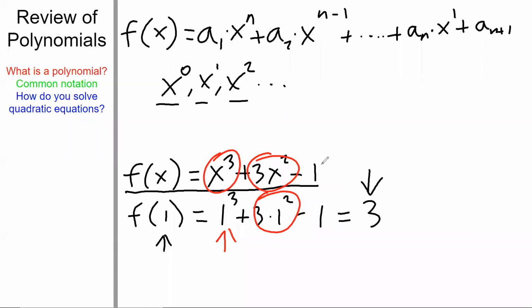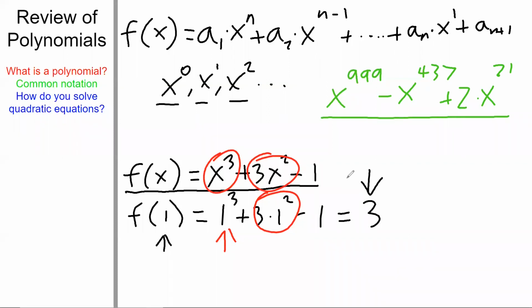The equation on top is the general form of a polynomial. So polynomials can basically be as big as you want. You could have a polynomial, for example, saying x to the 999 minus x to the 437 plus 2 times x to the 21. So for example, this right here is also a polynomial. I can give you a value of x, and you plug x into this green thing, and you give me an output value.